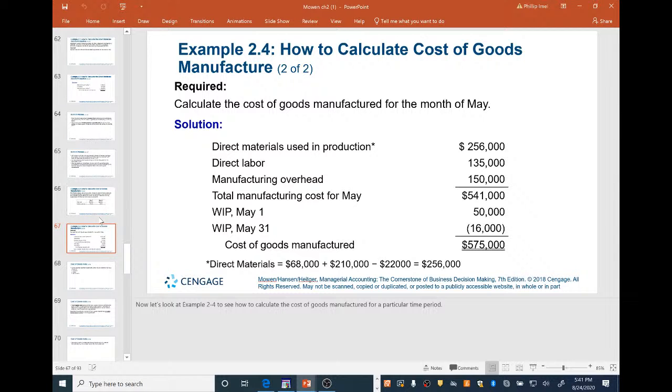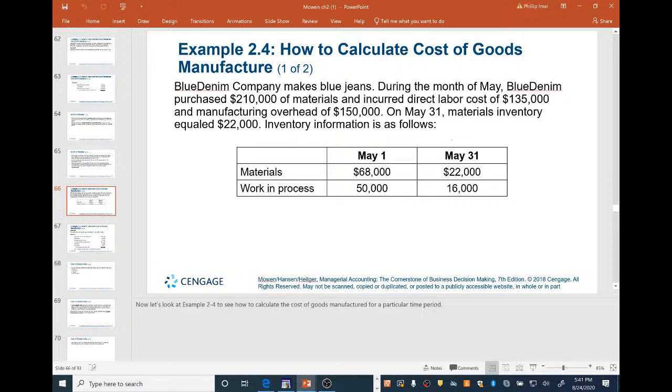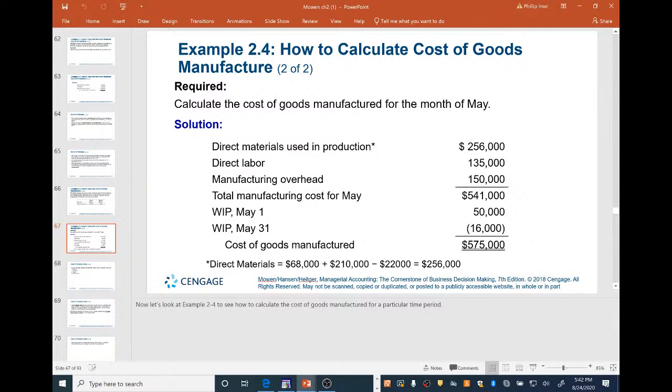So we've got that, right? And the other stuff was given too: 135, 150. Incurred direct labor cost of 135. Manufacturing overhead of 150. So it was all given. We just had to find that direct materials used, right? And then from that point, remember that it told us on that slide up there, this is our starting point. From here, this middle point, we have to deal with the work in process.